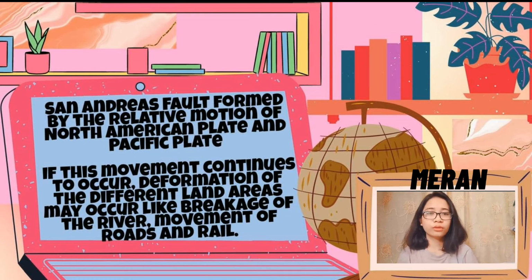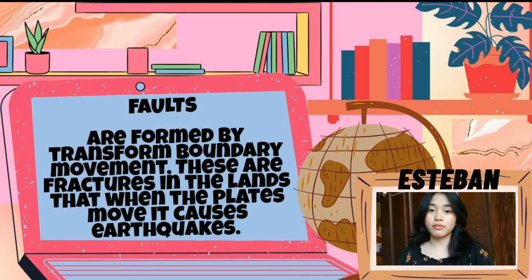San Andreas Fault formed from the relative motion of the North American plate and the Pacific plate. If these movements continue to occur, different land changes may occur, like the breakage of rivers and movements of roads and rails.